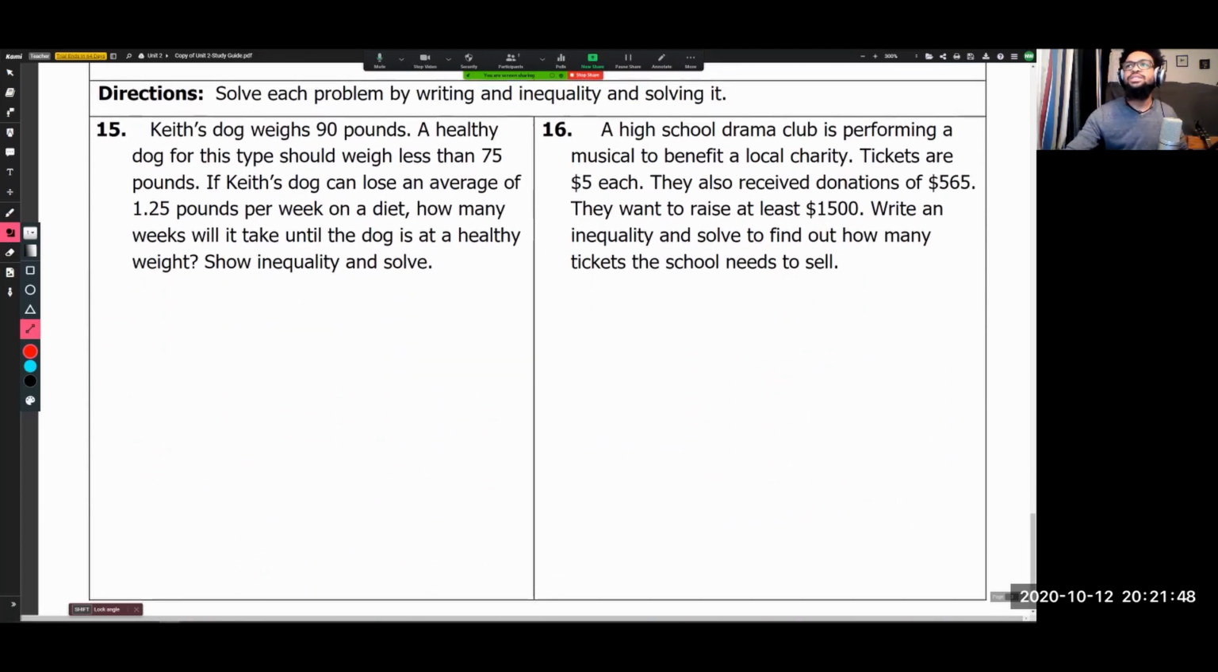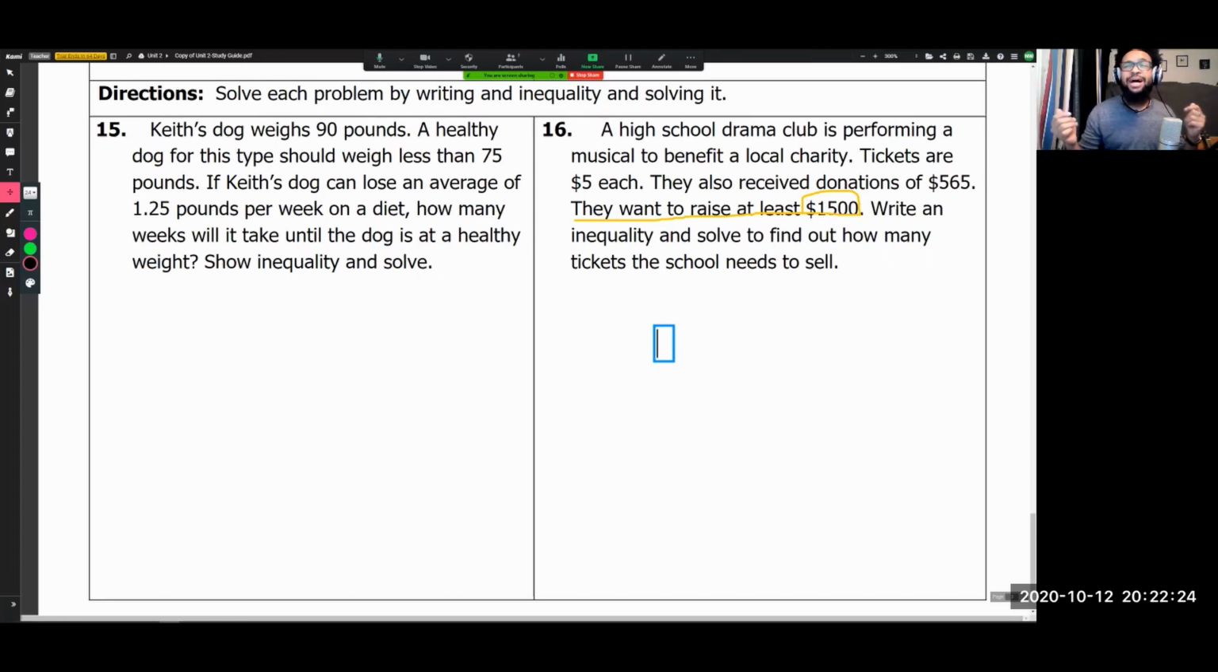So let's look at number 16. Our goal is to figure out how many tickets they need to sell to raise at least $1,500. Now I don't have my cheat sheet with the words above this one, because this isn't a set of notes. This is a study guide. So let's think about what it means to have at least, a very minimum of something.